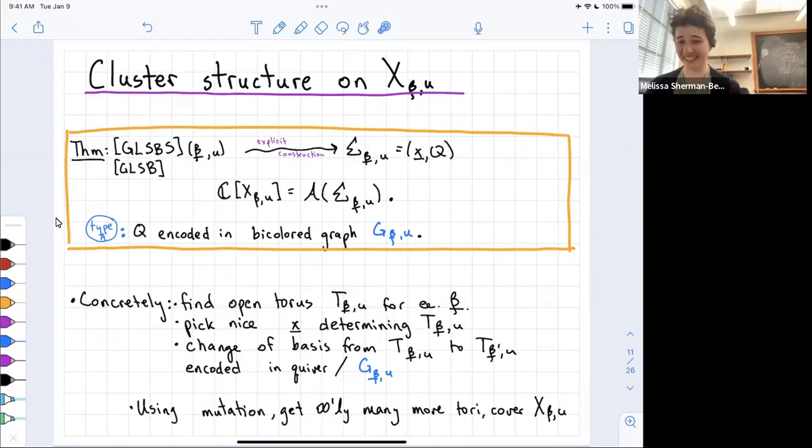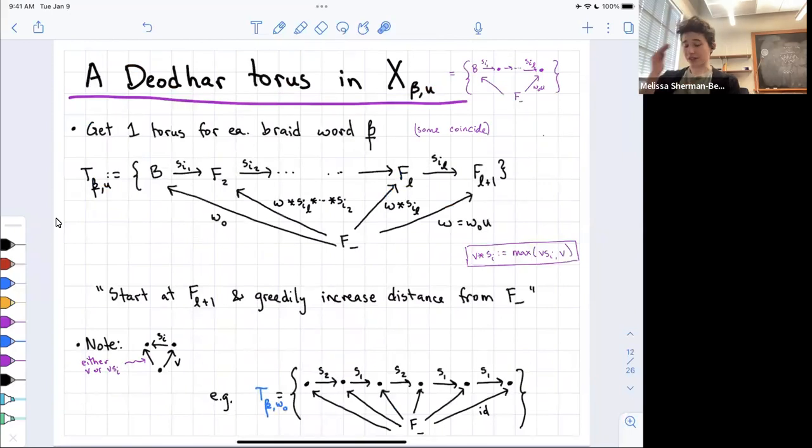Yeah. Okay. All right. So let me tell you about these tori. I'm going to fix forever now my beta and u, and now I'm also going to pick the braid word beta underline. And I'm going to produce for you one torus for each of these beta underlines, and I'm going to call them Deodhar tori because they're very much inspired by Deodhar's decomposition of Richardson varieties. They come straight from something that Deodhar was doing in the 80s, I think.